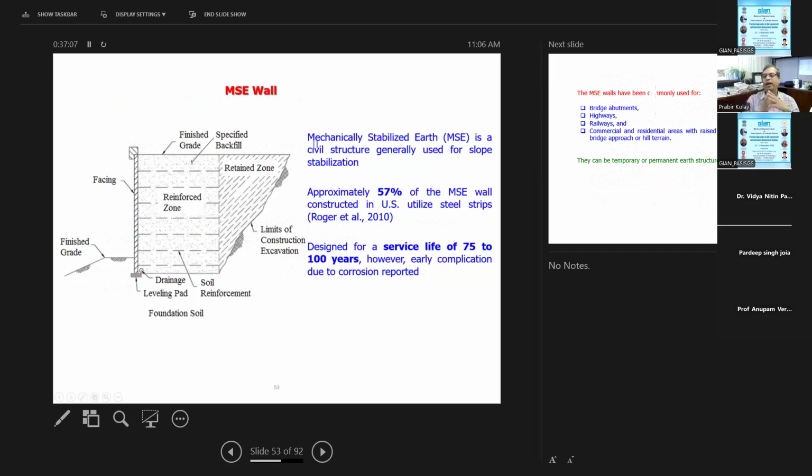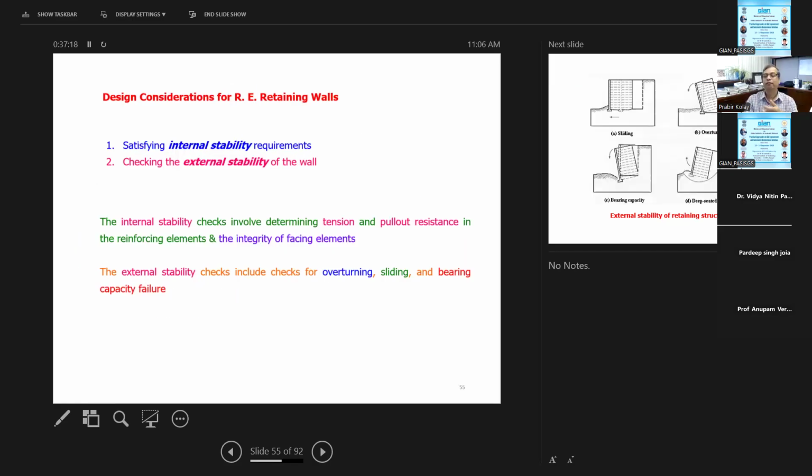There are three different factors of safety you need to calculate for conventional retaining wall design. Here in this case, we need to do the external stability and we need to do the internal stability also. Internal stability checks involve the tensile strength, the pull-out resistance, and the integrity of the facing element. Obviously you put a reinforcement inside this. If the reinforcement breaks, then what is the point?